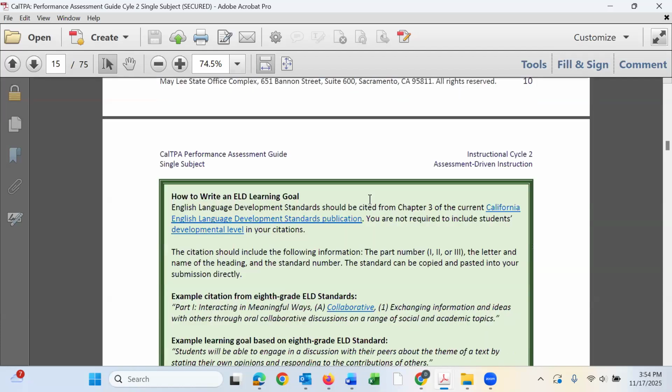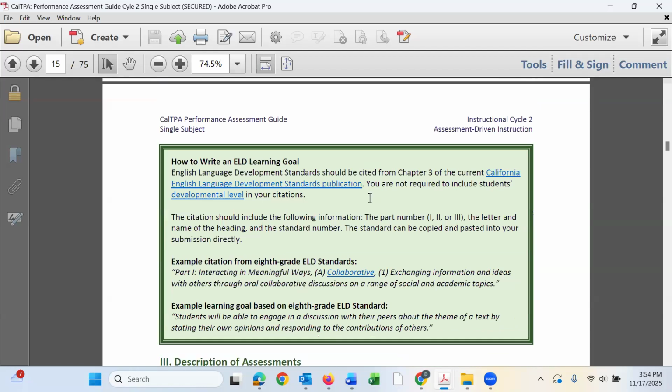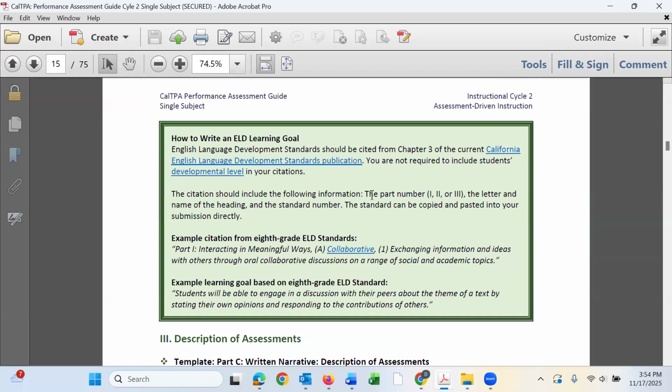They have other examples for the learning goal that is also very similar. Does not need to include the higher order thinking, like I mentioned. So here we have the standard, the first one that applies to all grade levels, TK through 12, exchanging information and ideas with others through oral collaborative discussions on a range of social and academic topics. So that one, all the other ELD standards experience a little bit of modification as they go from grade level to grade level. This one remains the same all the way through. So it's a good one for an example.